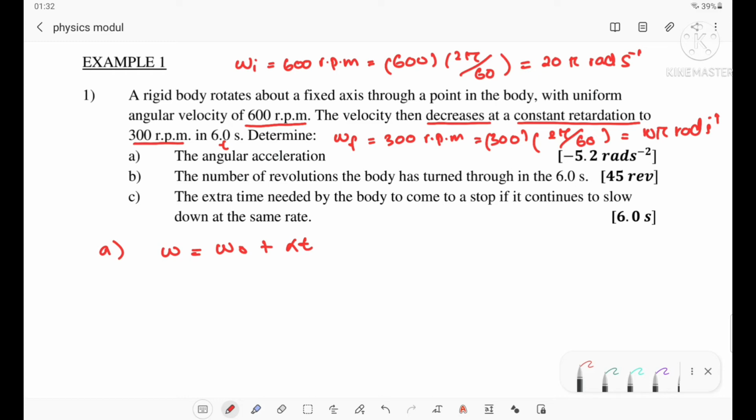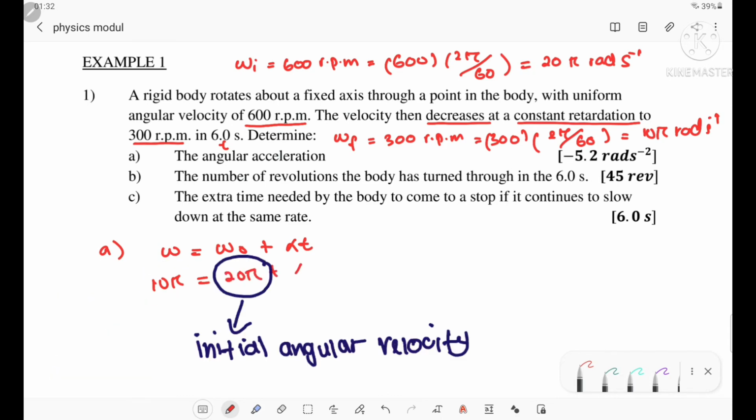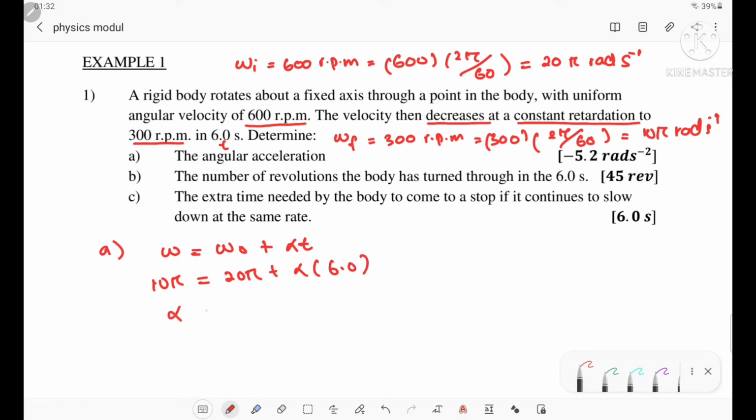that we already converted into radian per second. So omega naught we have 10 pi, and the final angular velocity we have 20 pi, plus alpha and t is 6 seconds. So you rearrange the equation and we get alpha, or angular acceleration, is equal to minus 5.2 radian per second squared.